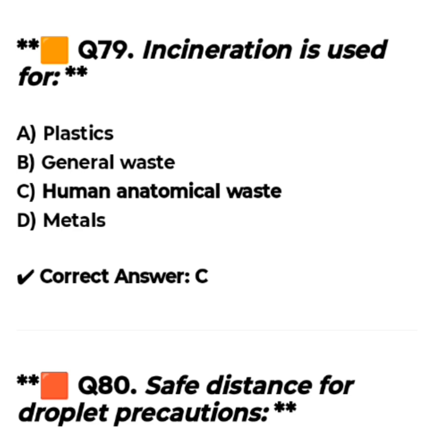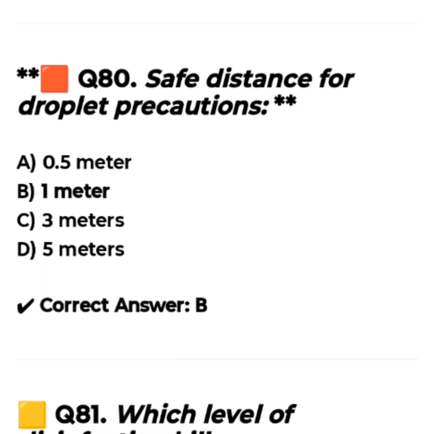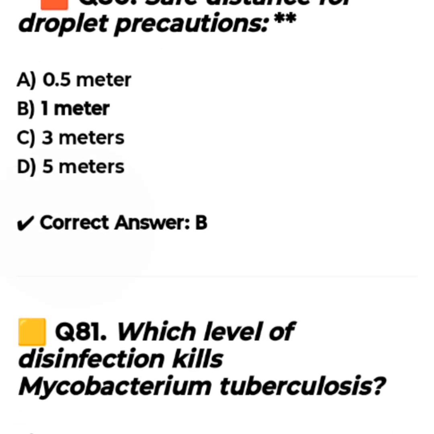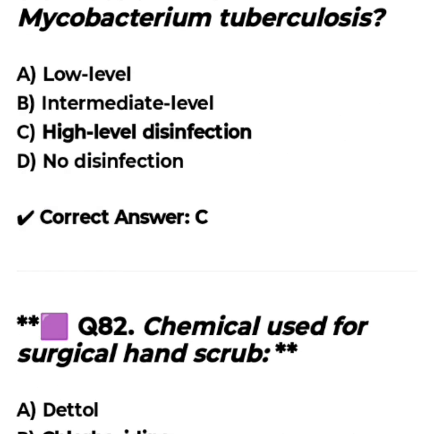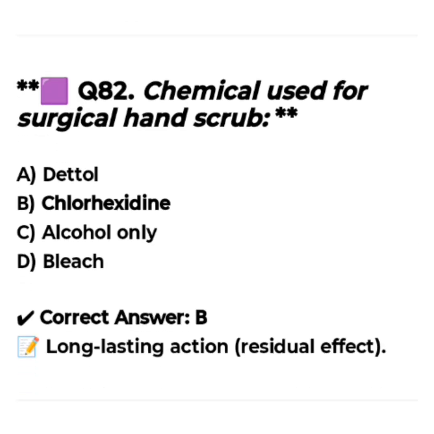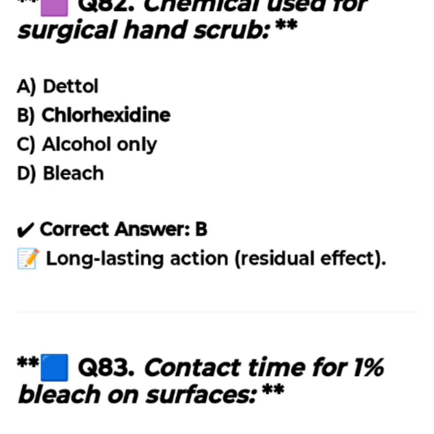Incineration is used for. The correct answer is option C, human anatomical waste. Safe distance for droplet precautions. The correct answer is option B, 1 meter. Which level of disinfection kills Mycobacterium tuberculosis? The correct answer is option C, high level disinfection. Chemical used for surgical hand scrub. The correct answer is option B, chlorhexidine.